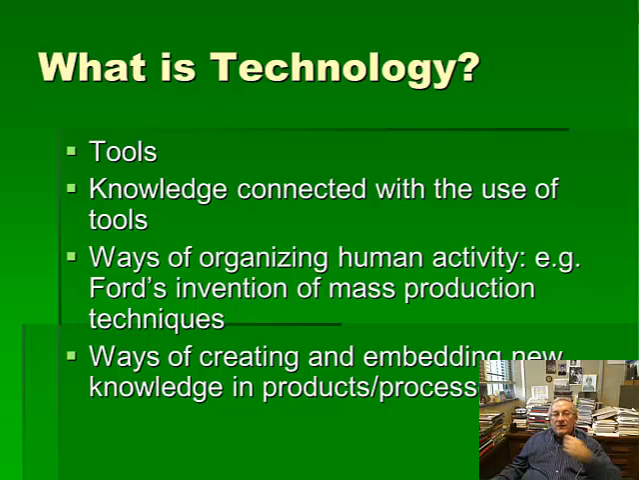This course deals with the history of a particular technology, and so I thought I'd start a little bit with a more general introduction to technology and the history of technology. First of all, there are different ways of thinking about technology: as tools, then as knowledge connected with the use of tools, as ways of organizing human activity. For example, Ford's invention of the mass production techniques that created the Ford Model T, and ways of creating and embedding new knowledge in products and processes.